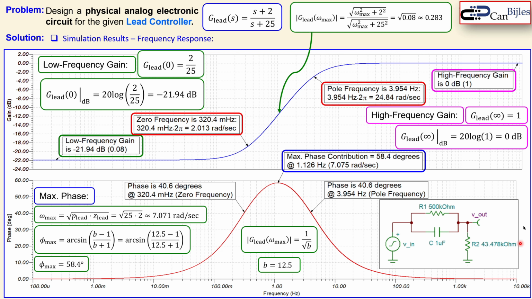So we see this circuit will do the job, and it's also showing that the zero frequency and the pole frequency are really close. In addition, we have checked the high frequency and low frequency gains, and also the maximum phase contribution by working out this analysis. Alright guys, this is for this lead controller design, the realization of a lead controller transfer function using passive components in this case, though you can also have an active lead controller.